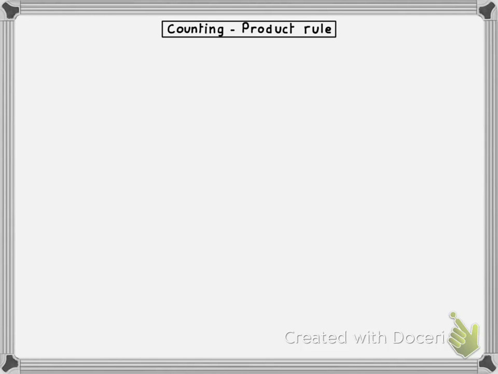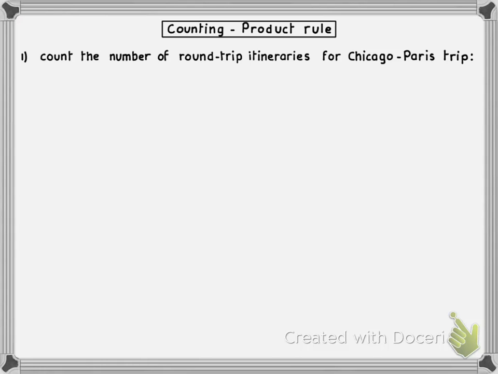Welcome back. In this segment, we're going to look at several concrete examples of using the product rule. So let's say you are shopping for a round-trip plane ticket between Chicago and Paris. You want to count the number of different round-trip itineraries that you have to choose from.